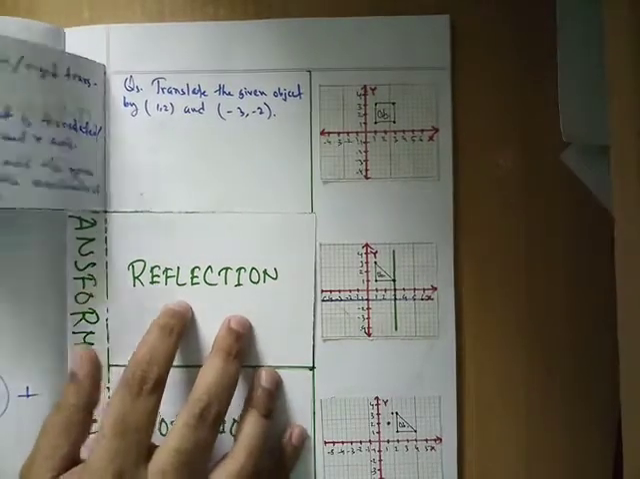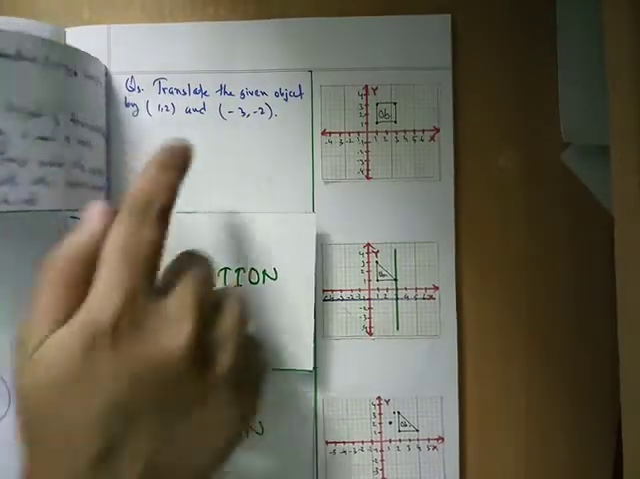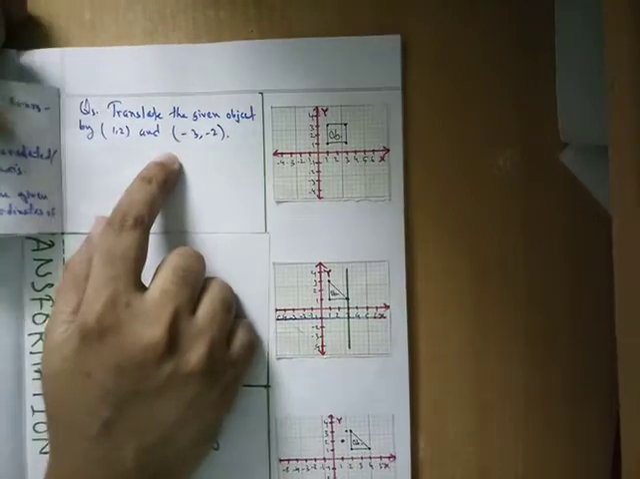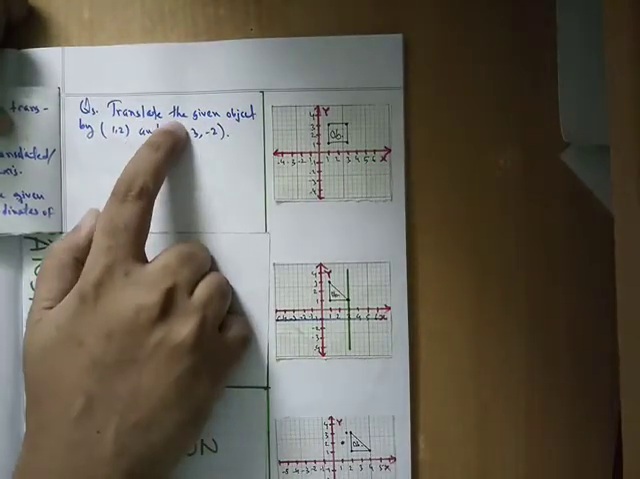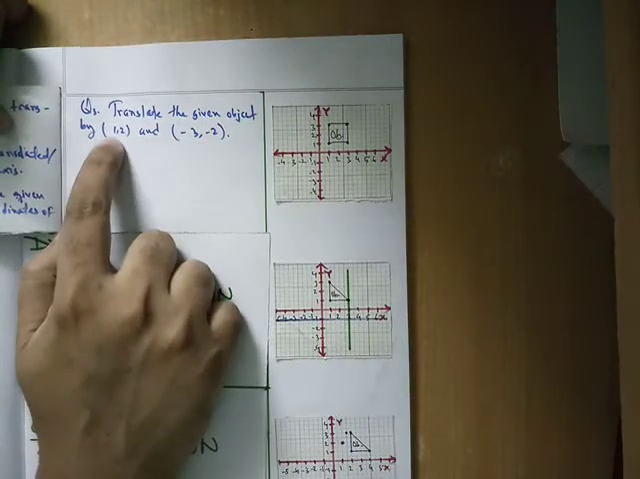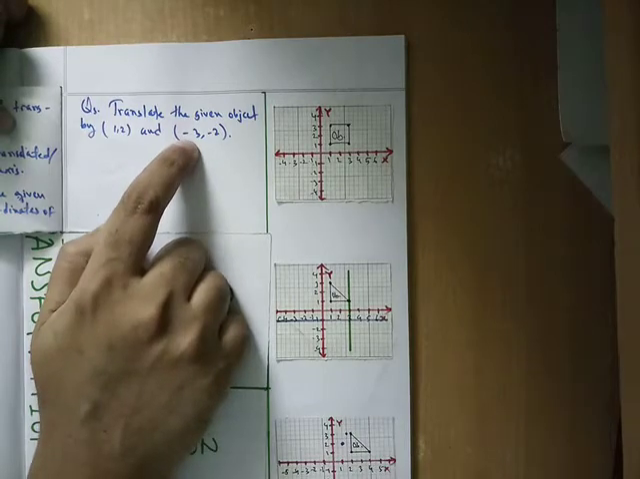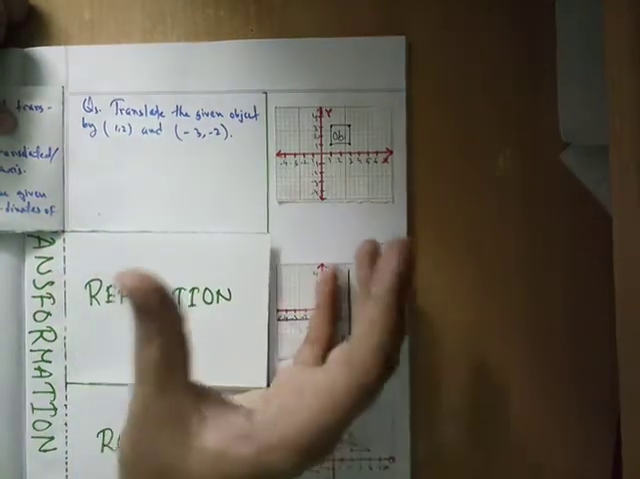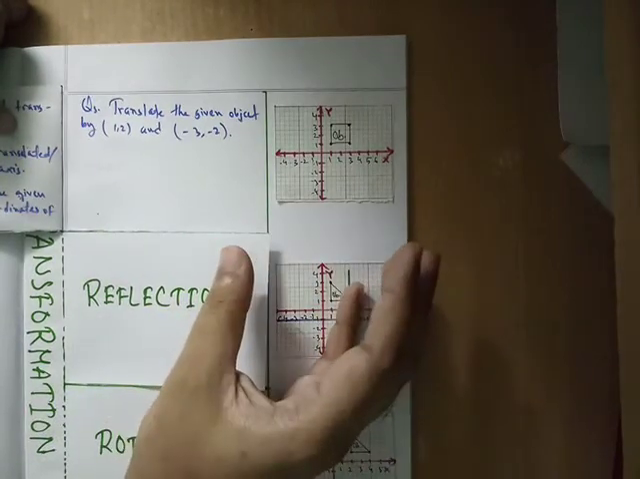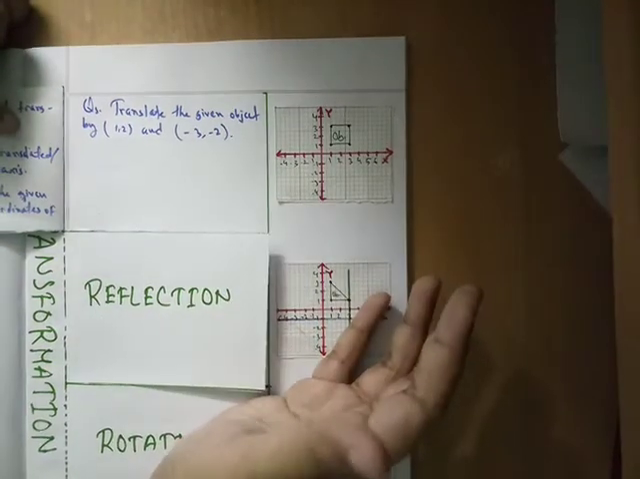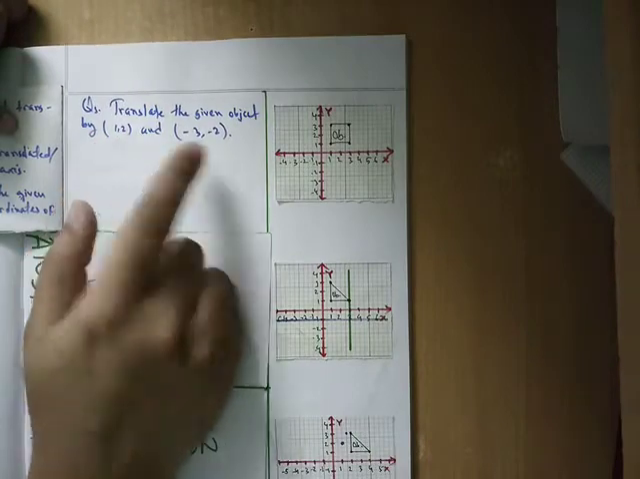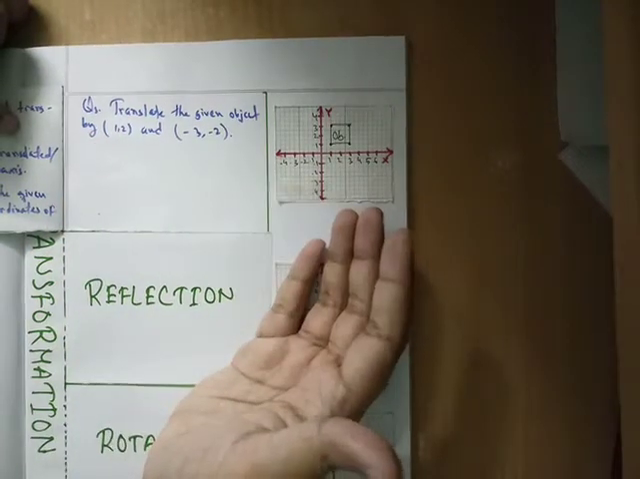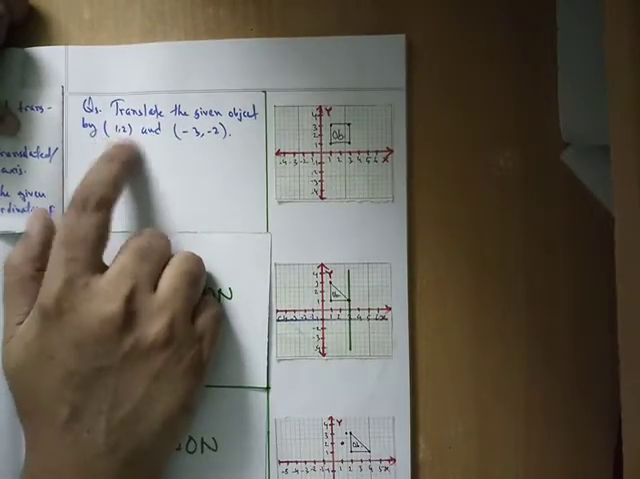Okay, now if you flip it open, I've written this already. Now there is a question. The question says, translate the given object by (1, 2) and (-3, -2). So this is basically the question. If you're given an object, you need to translate it, and the coordinates will be given. Sometimes it will be given like this, (1, 2) or (-3, 2). See, this is a coordinate, right?